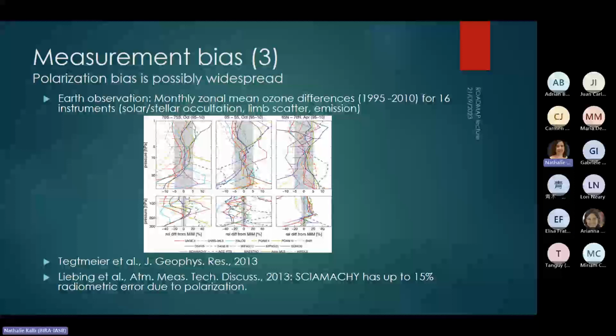And around the same time when this paper was published, another team from Bremen University did lots of simulations and calculations, and they discovered that SCIAMACHY has a radiometric error of up to 15% due to polarization. It's weird because SCIAMACHY was characterized on ground before flight for polarization. It means that the sensitivity to polarization changes in flight. Okay, so you have to worry about this.